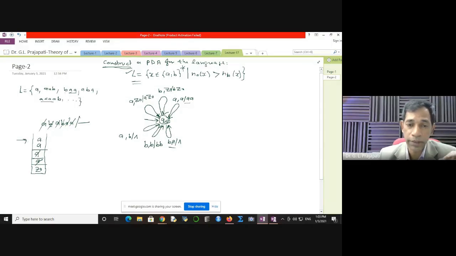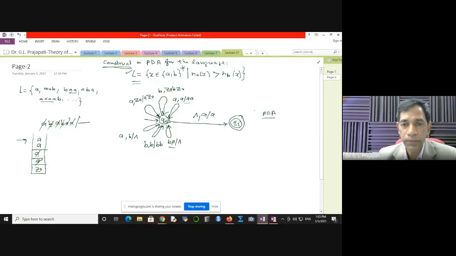If top of the stack is A, then you have more A's as compared with the number of B's. So this is the condition: when input exhausts and top of the stack is A, you may not modify this, you can leave it as it is, and transit the state to Q1, and this state Q1 is the final state you have. And that's all.